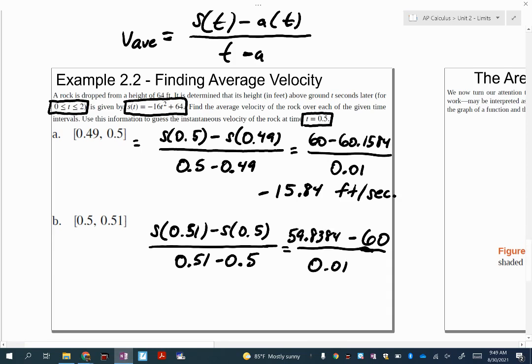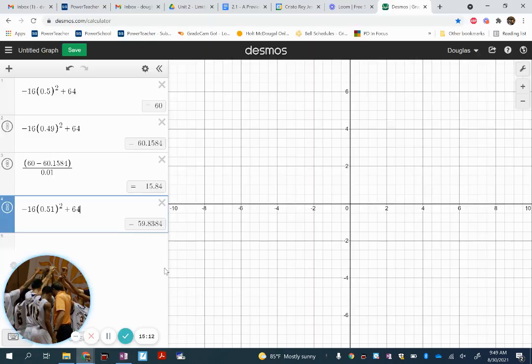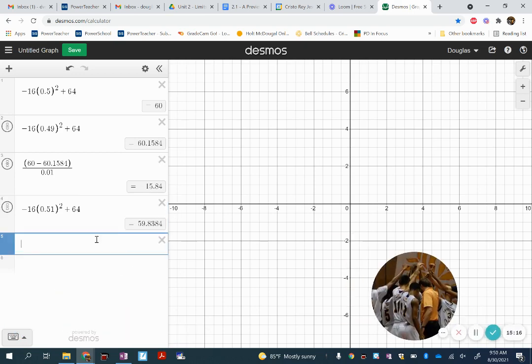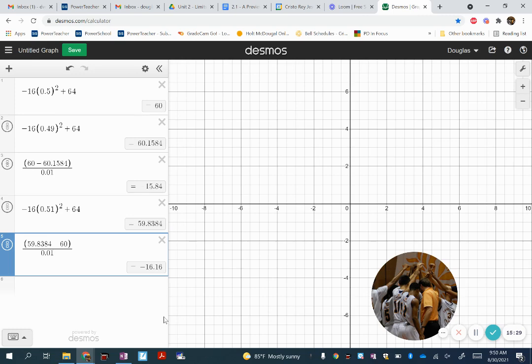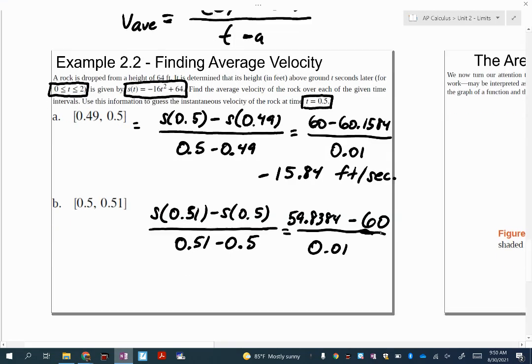Okay, so same math I'm going to do in Desmos to find the average velocity over this time interval. Subtracting 59.8384 minus 60. All right, let me move this. So we have 59.8384 minus 60 divided by 0.01. Negative 16.16. That is our average velocity over that interval.